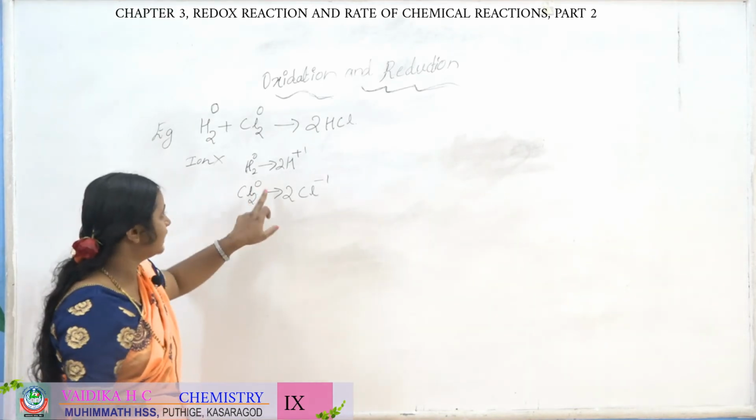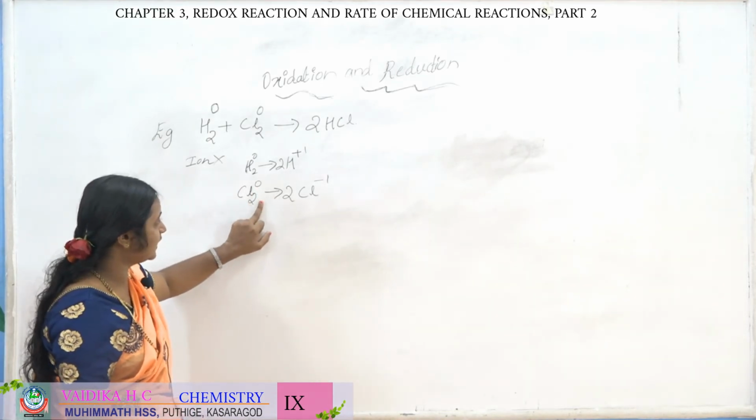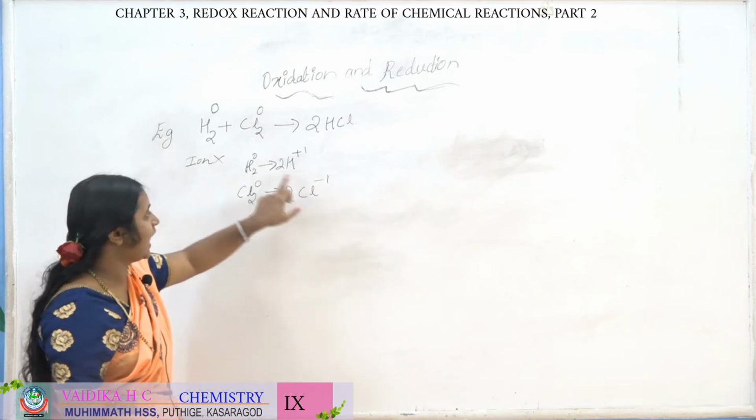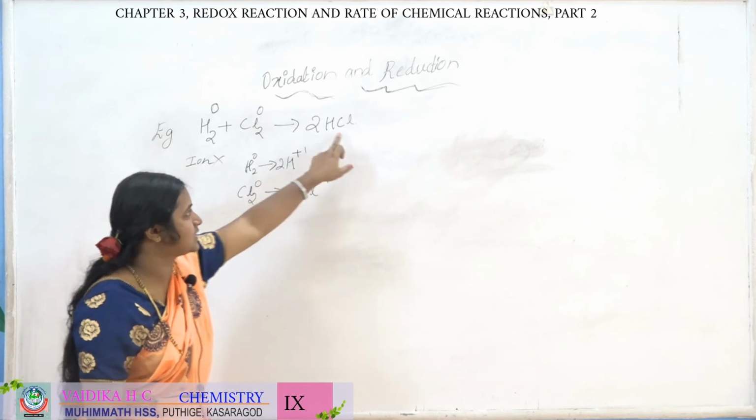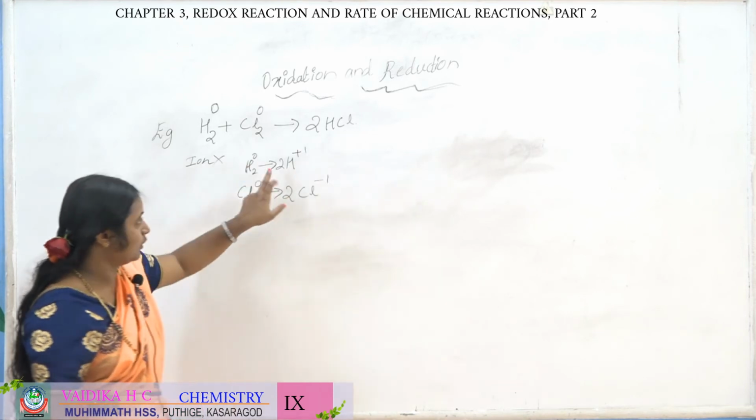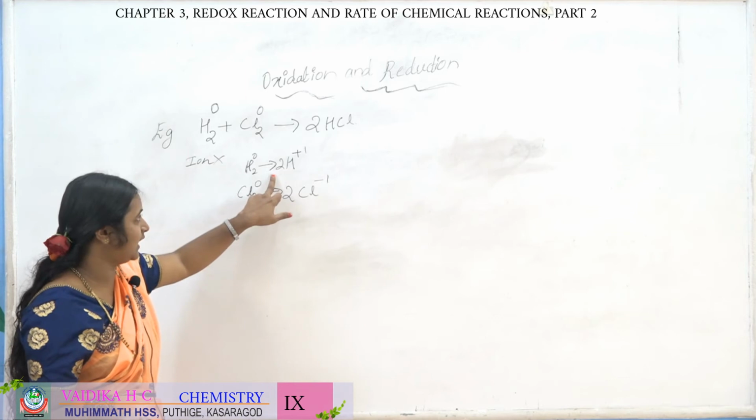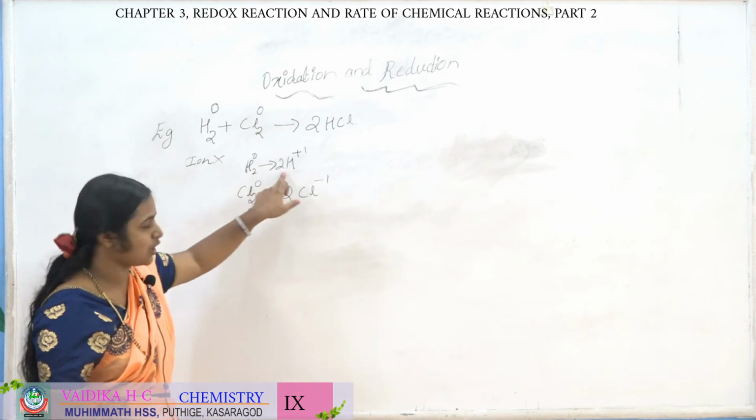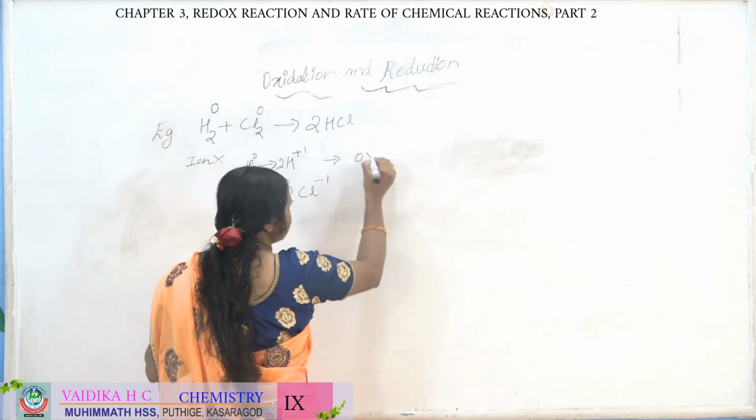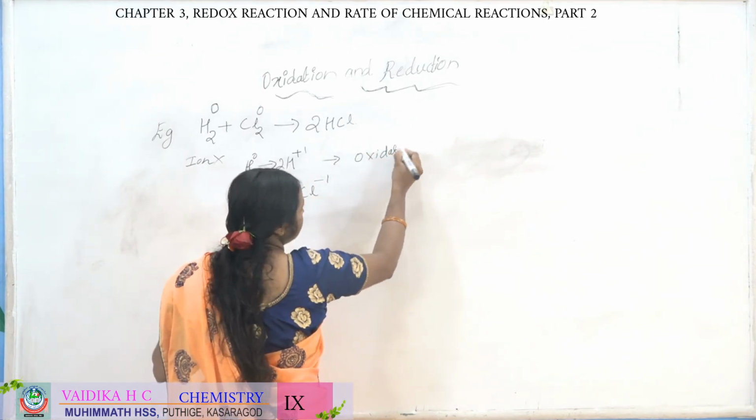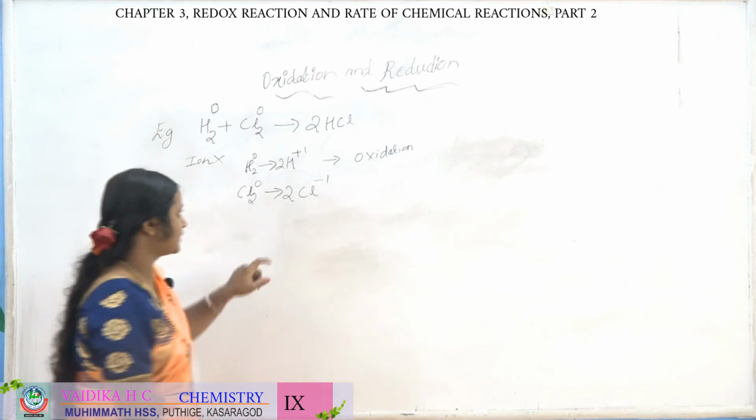That is, the chlorine atom here gained 1 electron and hydrogen loses the 1 electron. So HCl is formed. As we studied earlier, hydrogen loses the electron, which means the process is oxidation. This process is called oxidation.